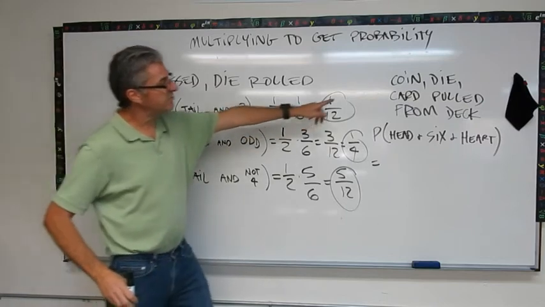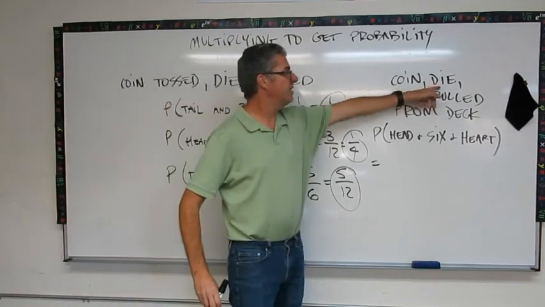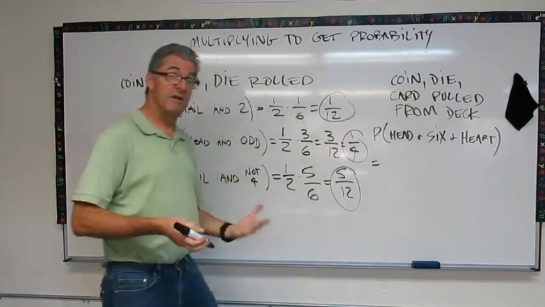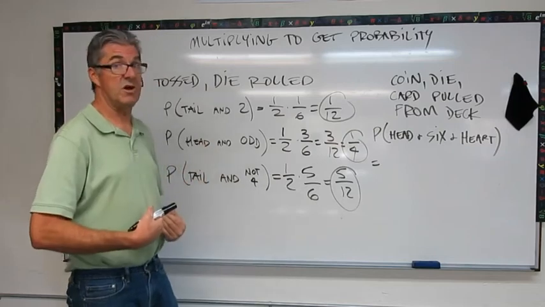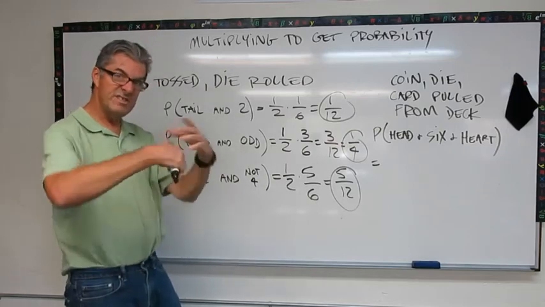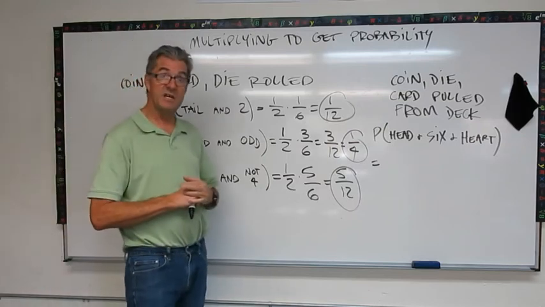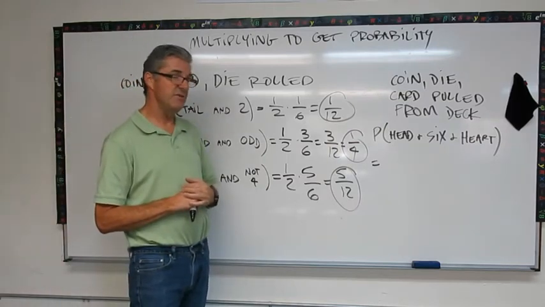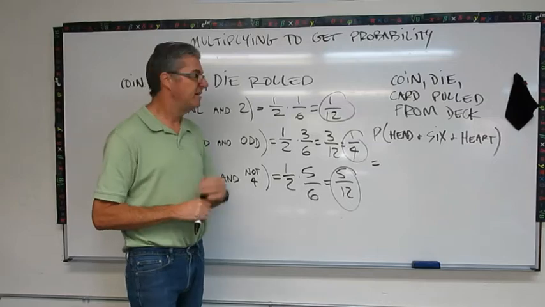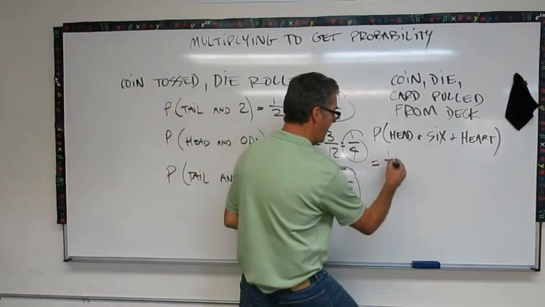Okay, try this last one. We have a coin toss, we're going to roll a die, and we're going to pull a card from a standard 52 card deck. If you don't know what's in that deck, you probably want to take a look, do some research, and figure out how a deck of cards is organized. So see if you can get that one.